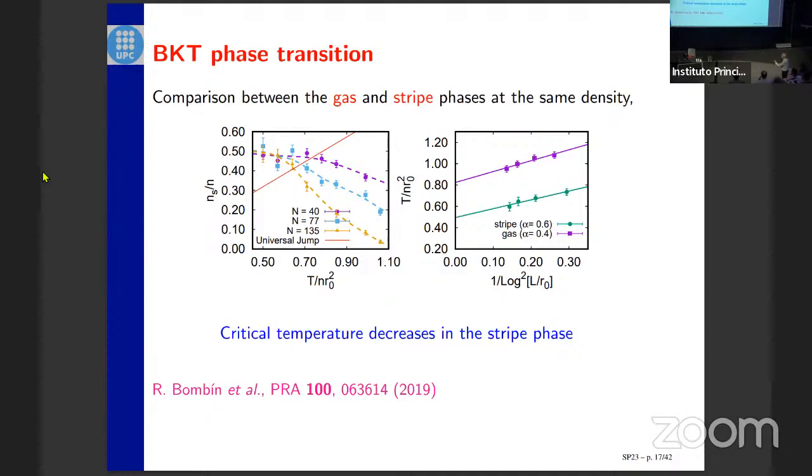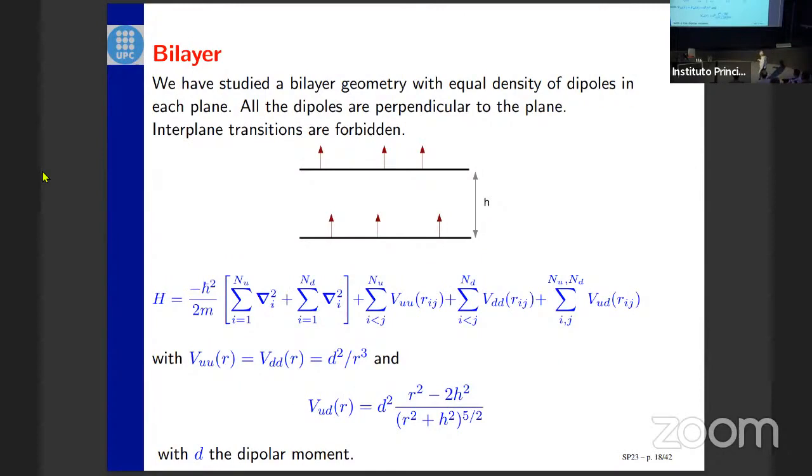Yeah, well, I have to go fast. Another thing that we have studied extensively is the case of the bilayer. The bilayer is geometrically quite simple. I take two layers separated by a distance h, without tunneling. I put a dipolar gas here, and a dipolar gas here. In that case, all the dipoles are perpendicular to the plane, so the interaction is fully repulsive at 1/r³. So in every plane, I have just an isotropic interaction.